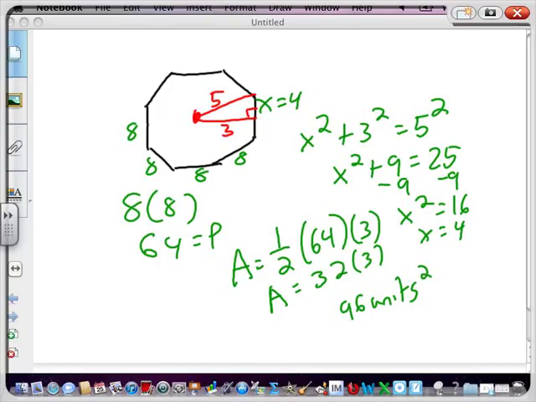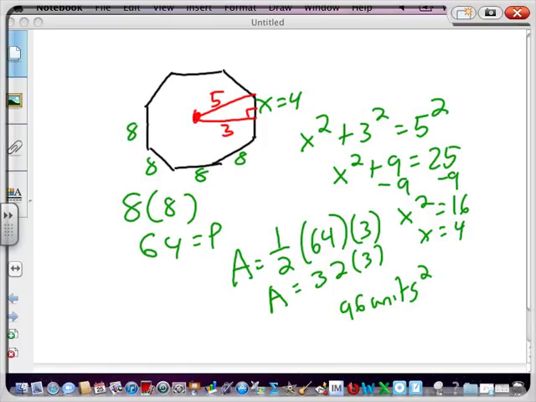Yes, Chance. If I just wrote it out backwards, if I do it backwards, I'll still get 96. Yep. Okay, so it's area times 1/2, and then 64 is the perimeter, and then the 3 is the apothem.